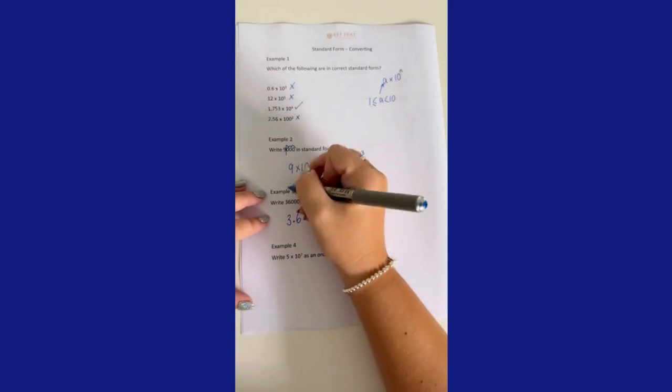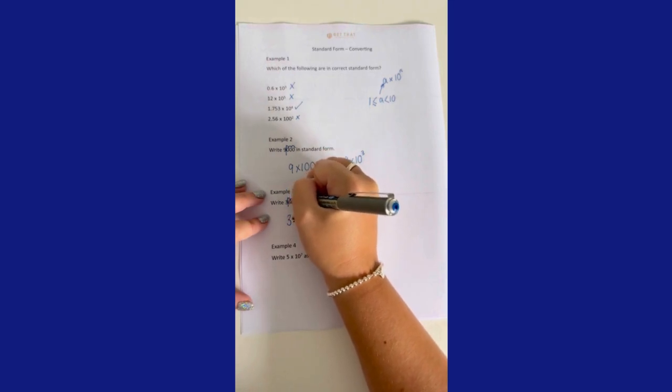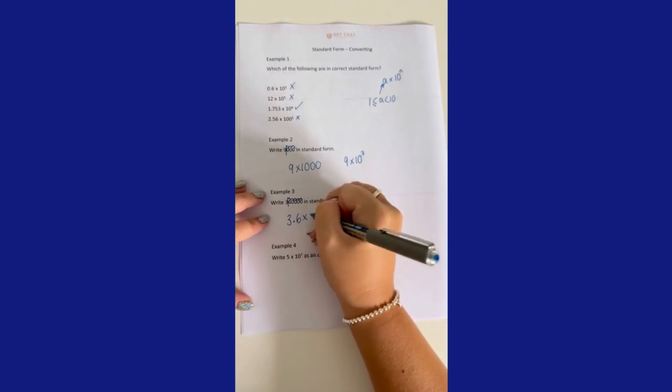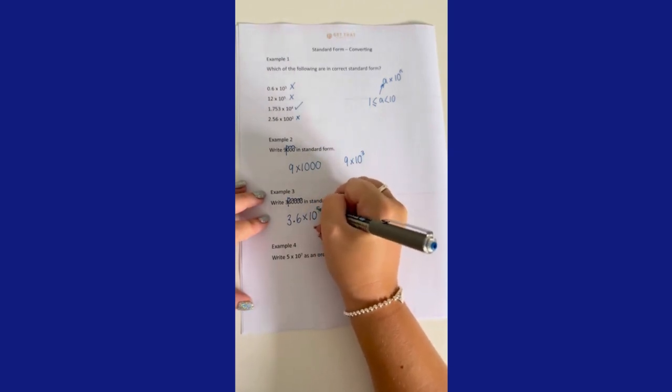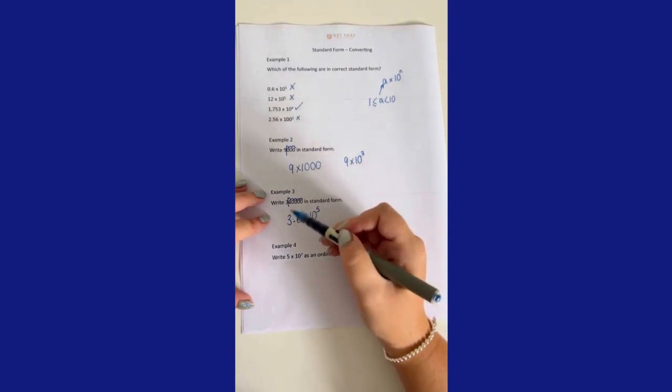Now, all we do here is we say, right, this is where we've inserted our decimal between 3 and 6, and so we count our jumps to the end of the number. 1, 2, 3, 4, 5, times by 10 to the power of 5. This explanation here is explaining why we do our jumps. This here, as I said, is just a nice quick way to be able to do this.